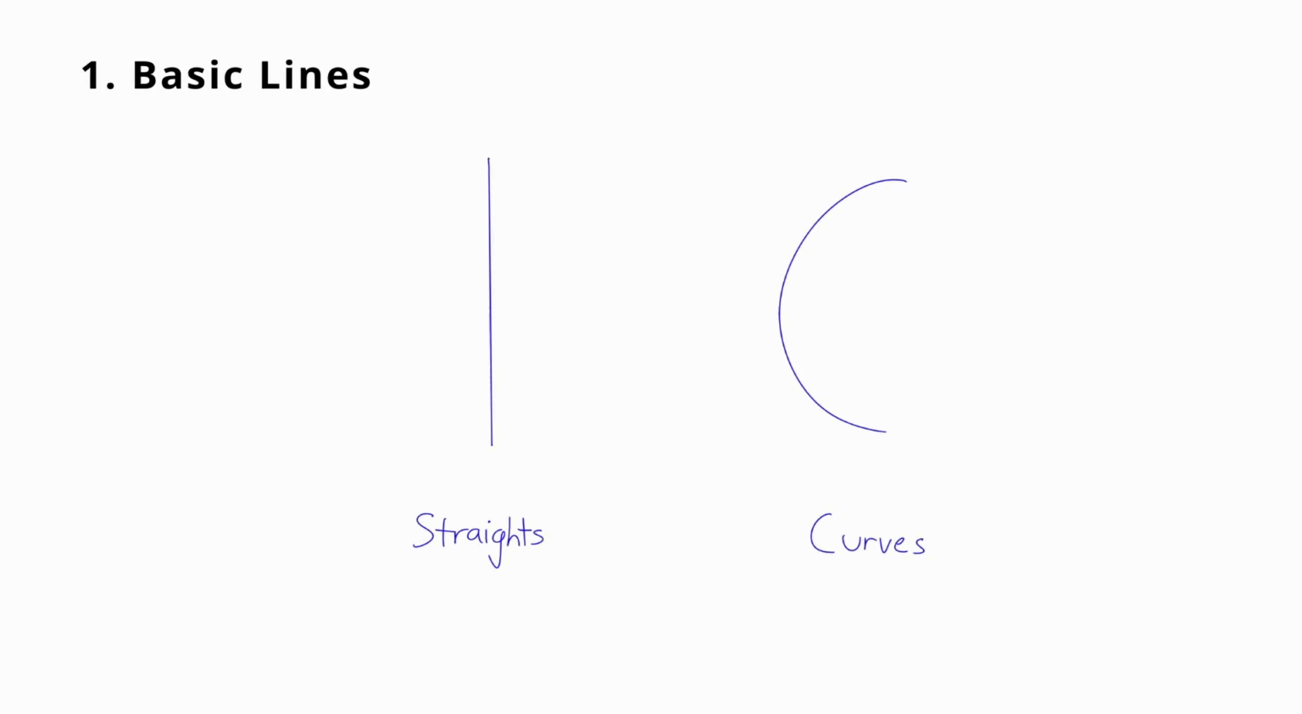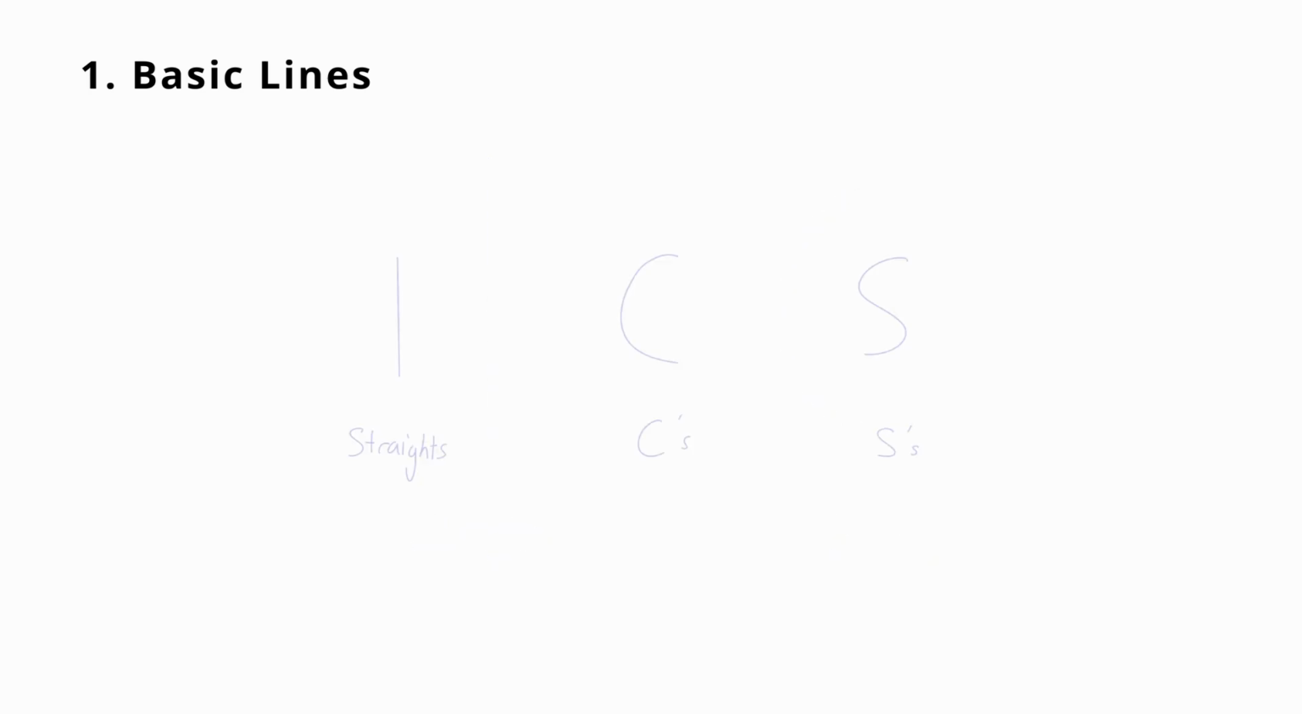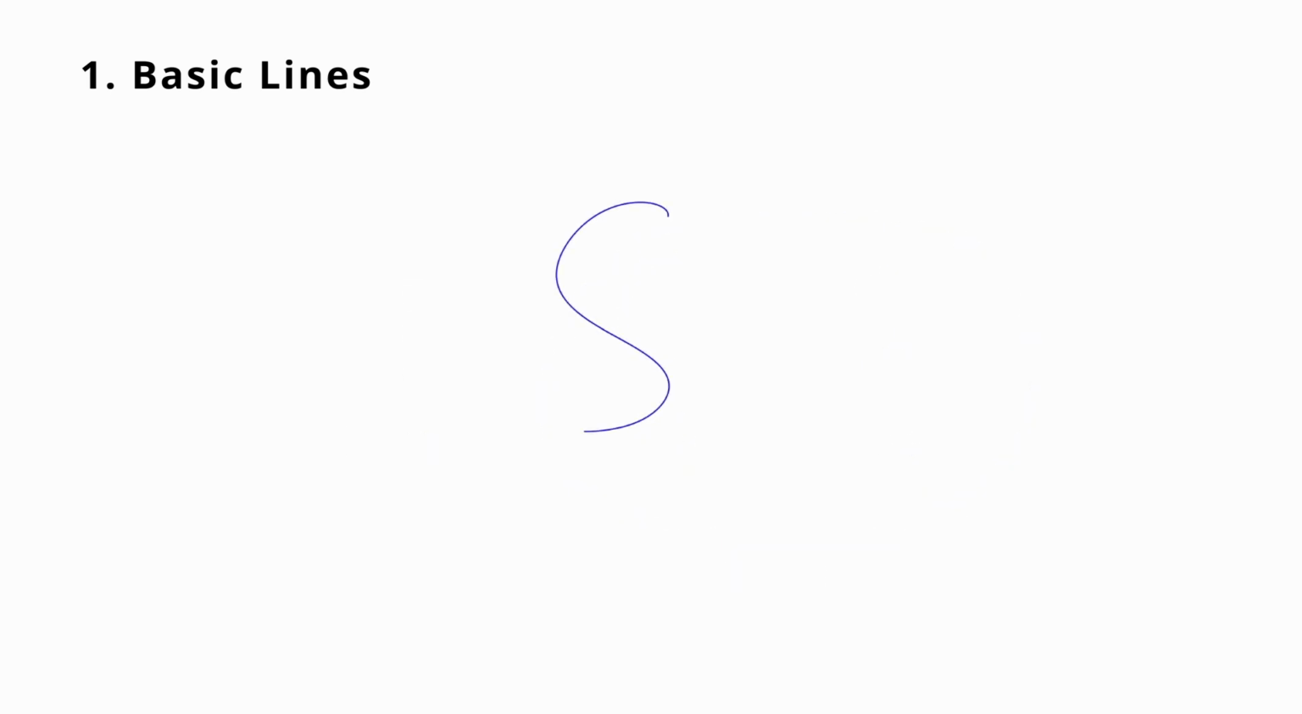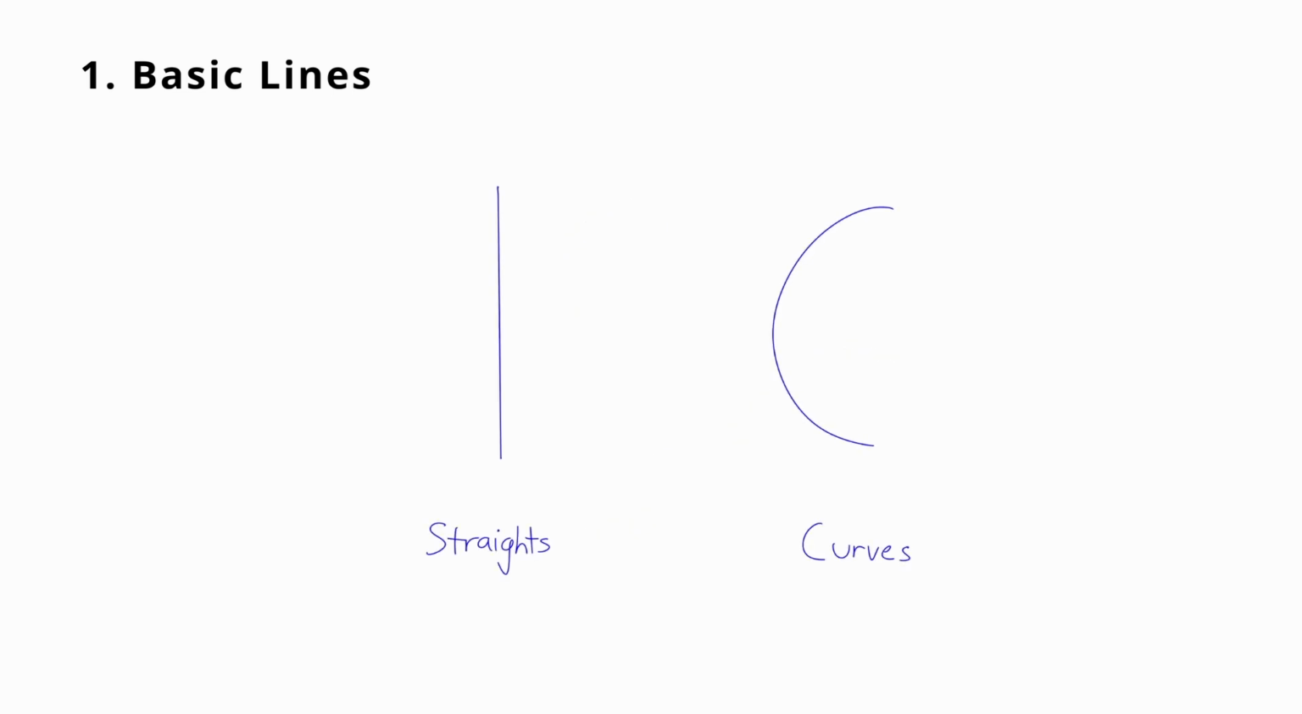There are two types of lines, straights and curves. You might have seen somewhere that there are three types of lines, straights, C's, and S's. But really we only need to consider straights and curves, because we can group these two together. After all, S's are just two C's attached to each other. So this video is just looking at these two types of lines.